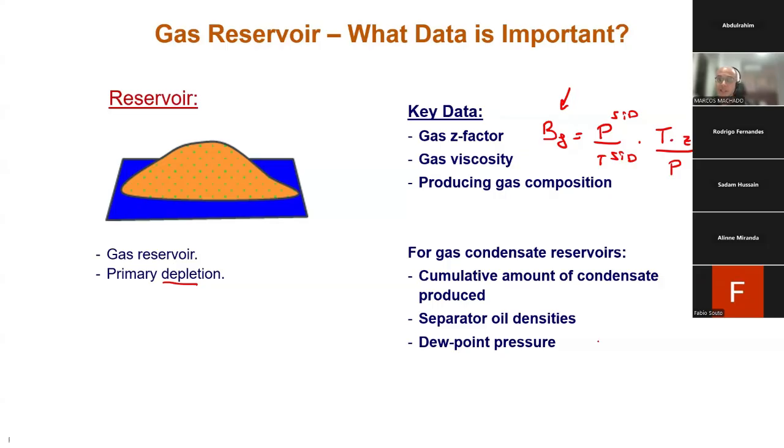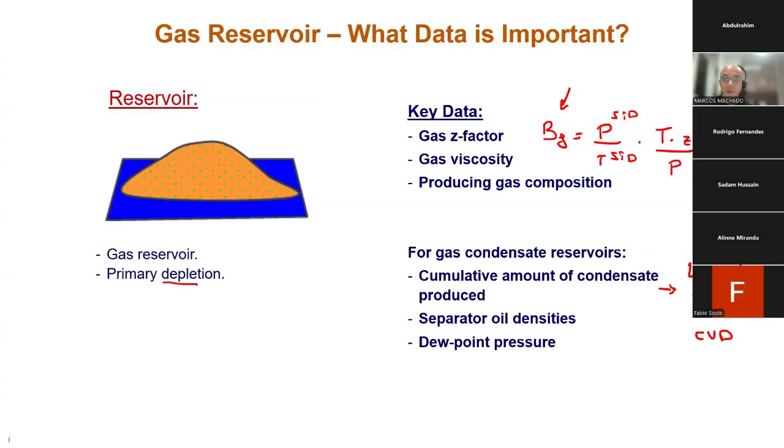So in this case, you need to measure in the lab the cumulative amount of condensate produced. It's called... I forgot the name, but I will remember the name of this property. Liquid dropout. The experiment is CVD. The experiment is CVD. Thank you. Okay.